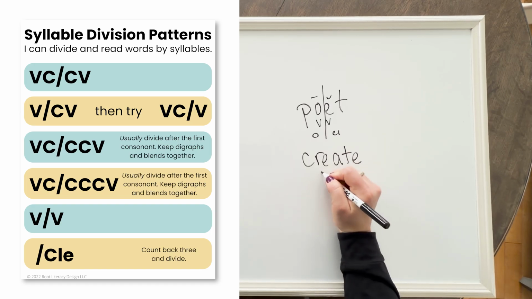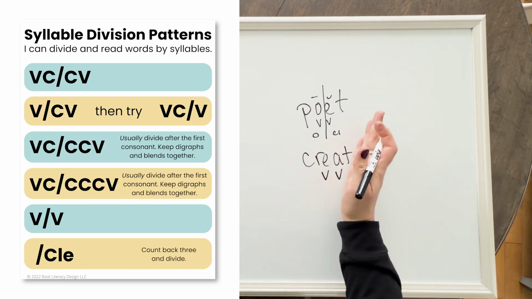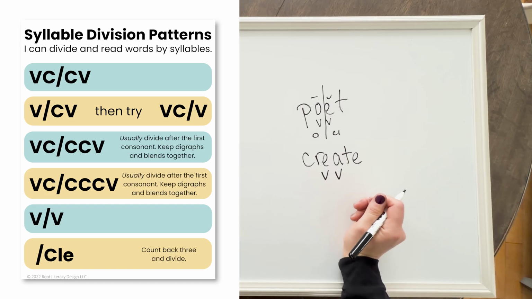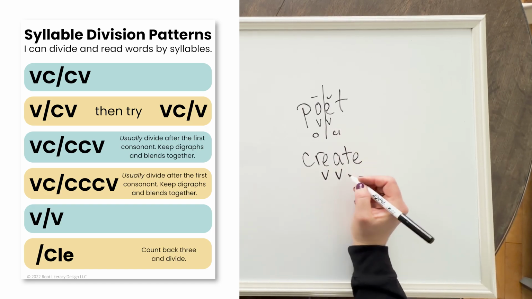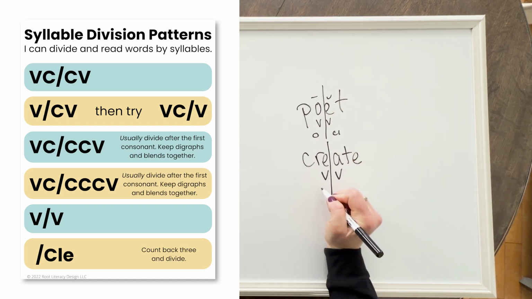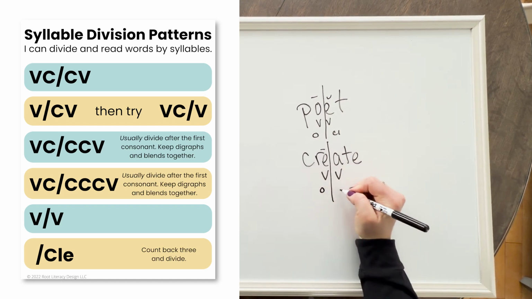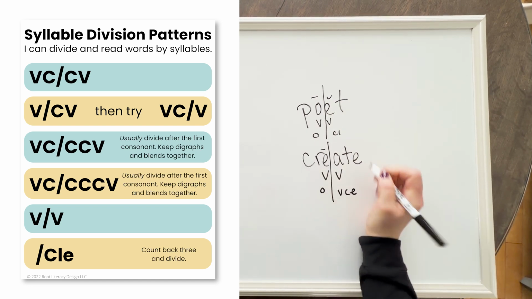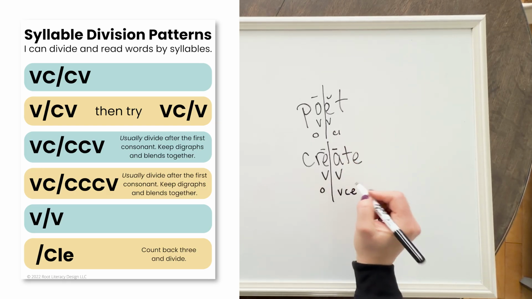In this word, same thing, mark the vowels that make a sound. E is not making a sound. Remind students it has a different job and it is silent. We see the vowels next to each other, so we're going to divide between them. E is open and says E, and the second syllable is a vowel consonant E. A is saying A, create.